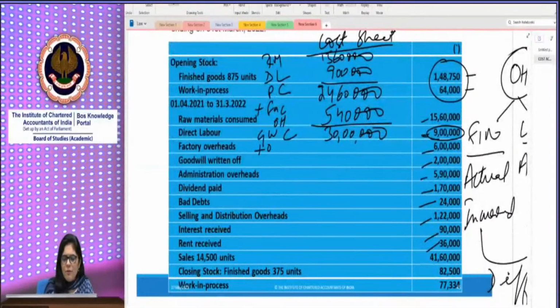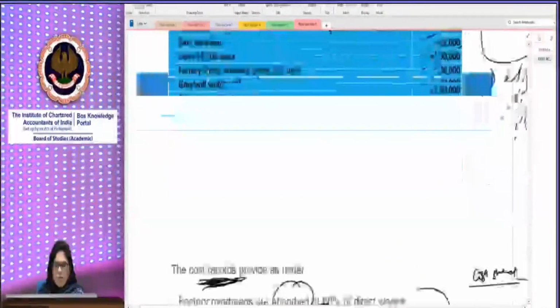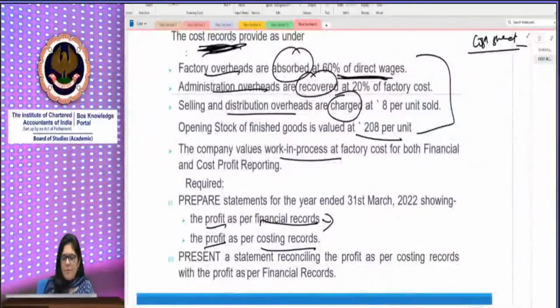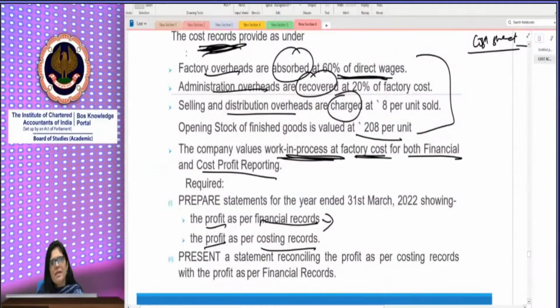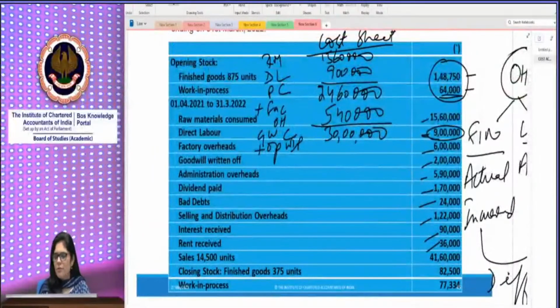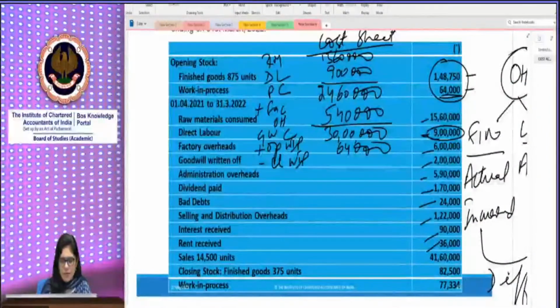Add opening WIP and deduct closing WIP. I hope you are familiar with this. If you don't know the cost sheet format, you cannot do reconciliation. Here, opening WIP, we have some information. The company values WIP at factory cost for both financial and cost. So WIP is the same for financial and cost. So opening WIP 64,000 you add, and closing WIP you deduct. Closing is 77,334.